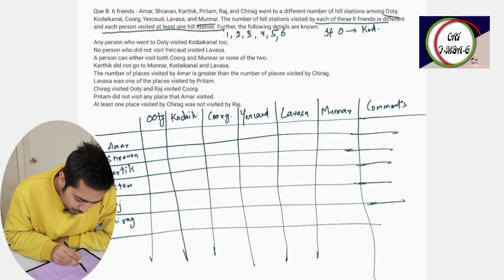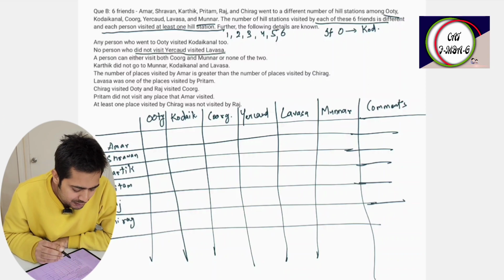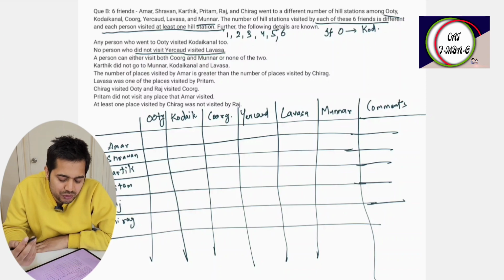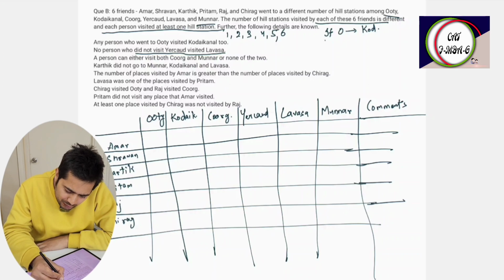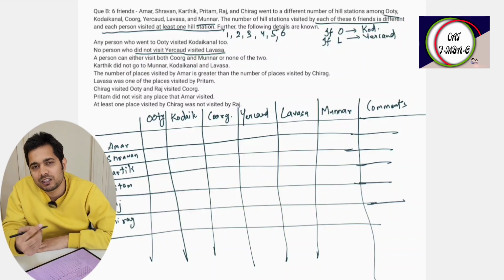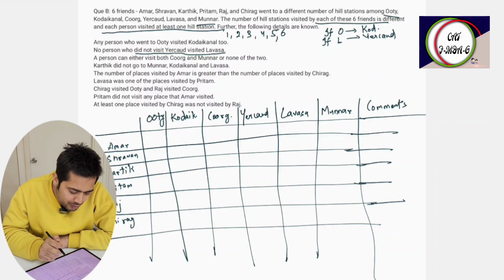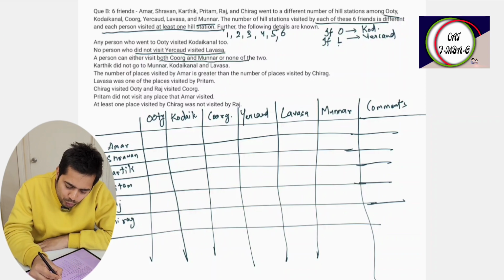No person who did not visit Yerkaud visited Lavasa. The language is a bit difficult here. Generally, I think in actual CAT they will not use this difficult language because this point will confuse many students. But what it means is, if someone is visiting Lavasa, then that person will visit Yerkaud also 100%. But if that person is visiting Yerkaud, it is not necessary that the person will visit Lavasa. A person can visit either both Coorg and Munnar or none of the two. So Coorg and Munnar are together.